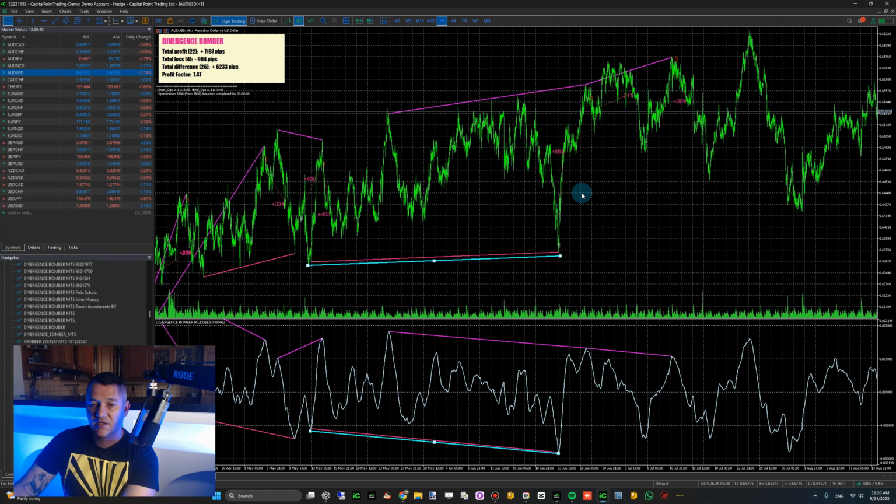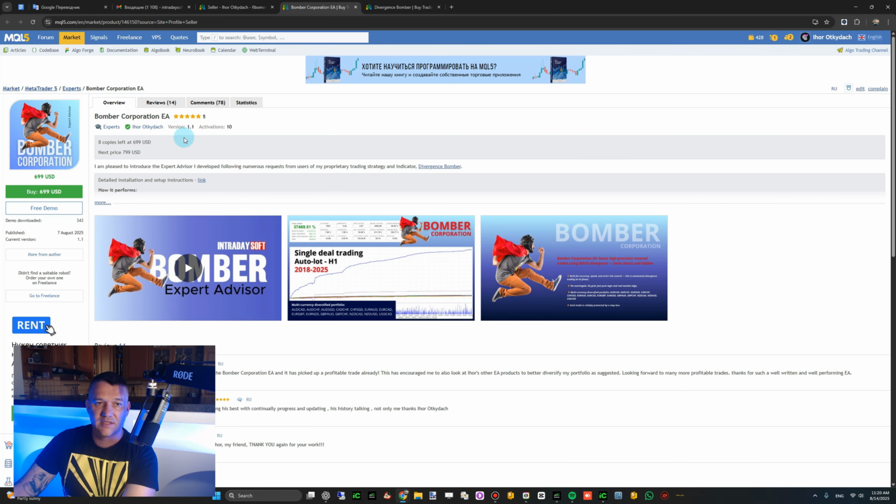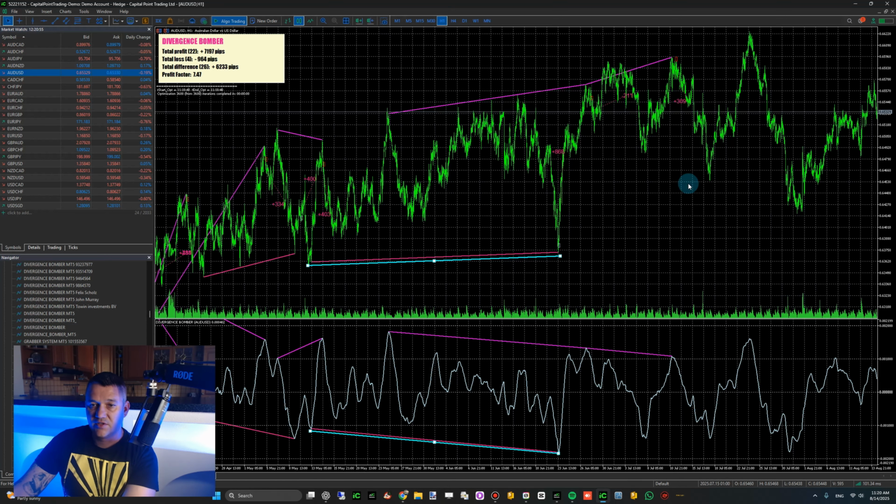So the Bomber Corporation Expert Advisor that we are currently discussing, which I have recently published for public access, operates entirely based upon the principles of this divergence bomber system. In other words, at its core is this algorithm that detects divergences, and the expert advisor automatically trades based on these divergences. So, everything I've talked about and shown you works inside this advisor completely automatically.